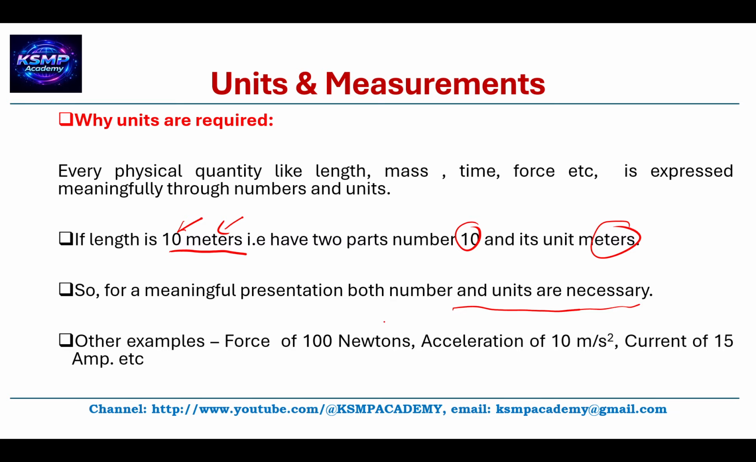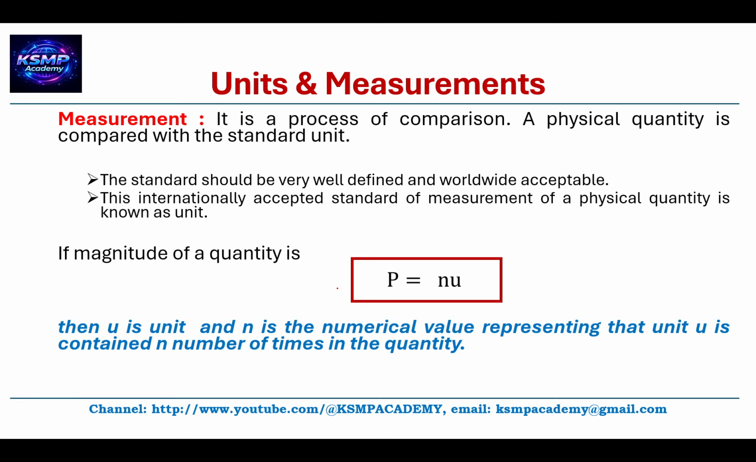Other examples we can take, like that of force. Here the value is 100 newtons. So 100 is the numerical value and newtons is the unit. Similarly for acceleration, 10 meter per second square. So 10 is the numerical value and the unit is meter per second square. For current, it is 15 as the numerical value and ampere is the unit. So again we are repeating that to have a meaningful expression of a physical quantity, the numerical value and its units are required.